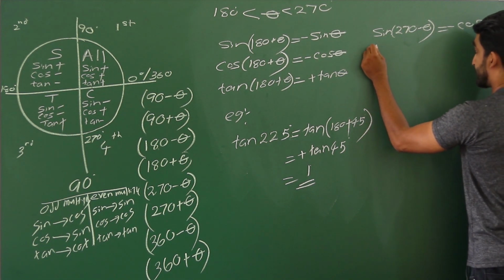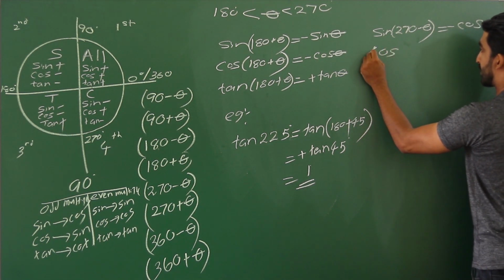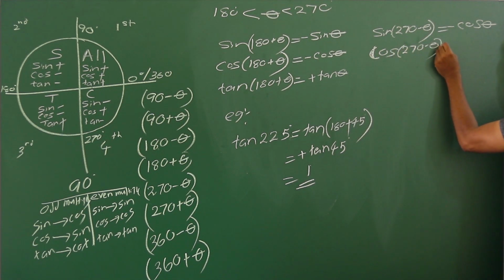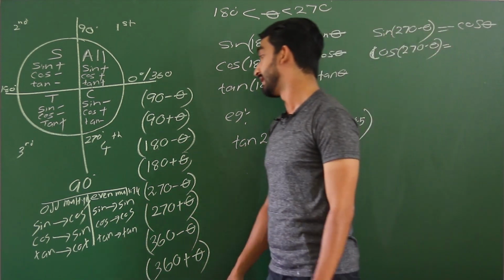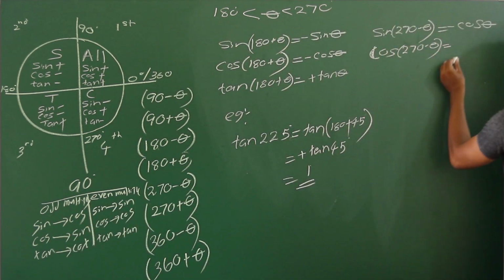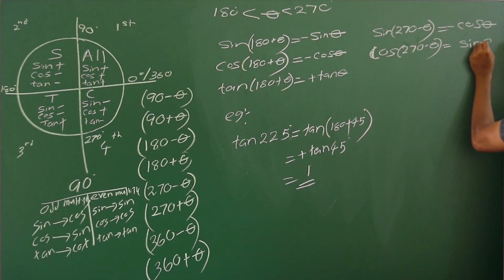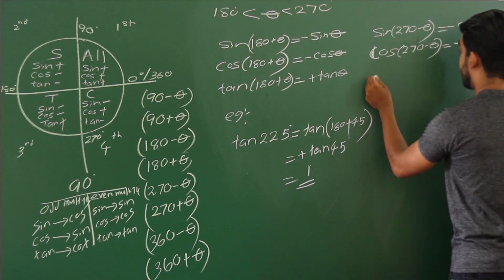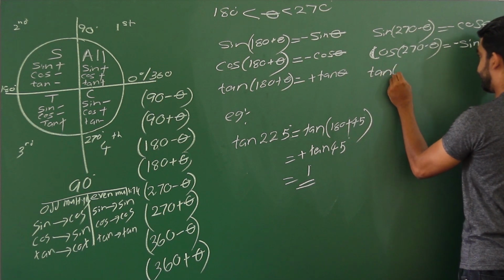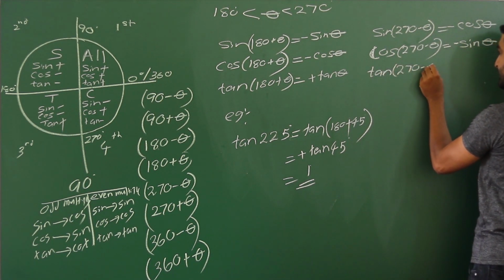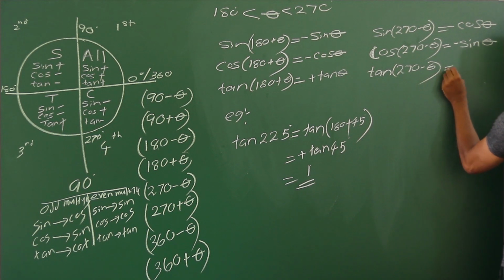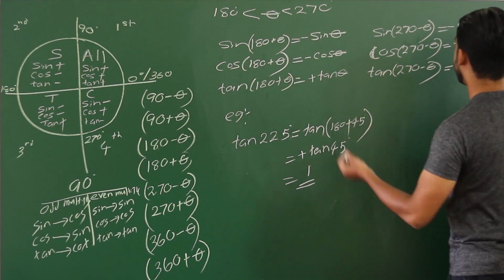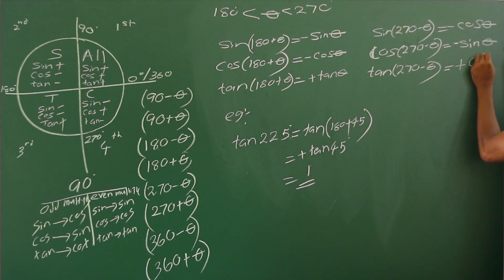Now cos(270 minus theta) equals, dealing with an odd multiple, cos will change to sine, and it is not cos area, it is the third quadrant, so this is minus sine theta. And tan(270 minus theta) equals, tan will change to cot, and this is tan area itself, so this is plus cot theta.